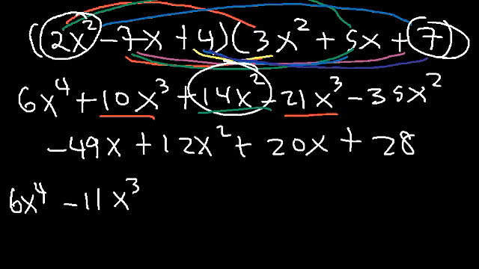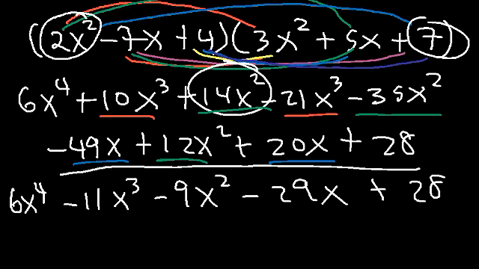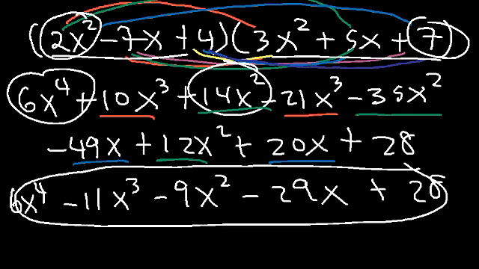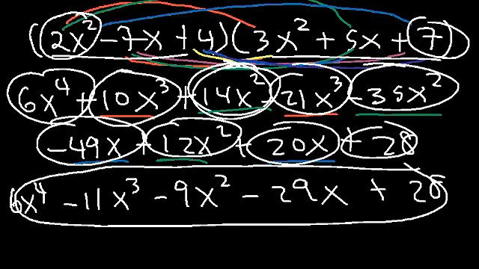14x squared minus 35x squared, that's negative 21, plus 12x squared, that's negative 9x squared. Negative 49x and 20x is negative 29x, and then finally plus 28. So this is the answer. As you can see, whenever you multiply a trinomial by a trinomial, you should get 9 terms. 1, 2, 3, 4, 5, 6, 7, 8, 9. And then after that, you can simplify by combining like terms.